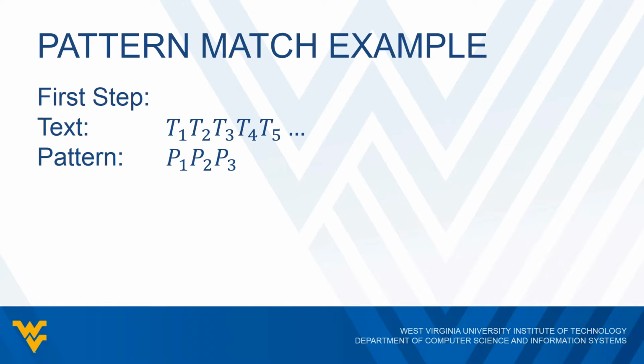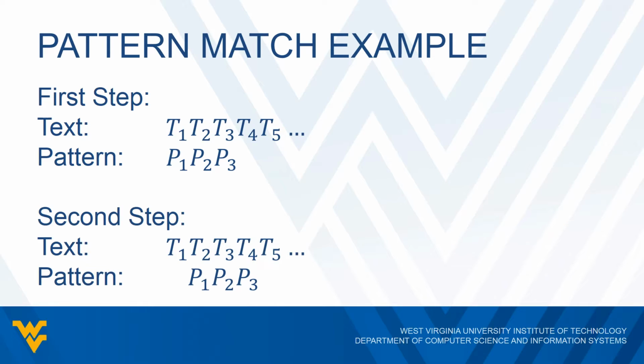The second step would then be to move the pattern over one spot. So we would just shift our pattern over one character. Then when we go back to the first step, we'll check now to see if T2 and P1 match, if T3 and P2 match, and T4 and P3 match. And we just keep repeating this for each spot in our text until we get to the end of the text.